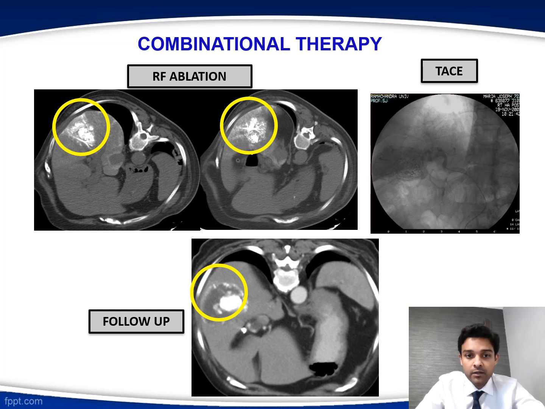This is a case where the patient underwent a combinational therapy which involves both TACE, transarterial chemoembolization, as well as RF ablation, and the follow-up studies show how well the tumor lesion has diminished in size.